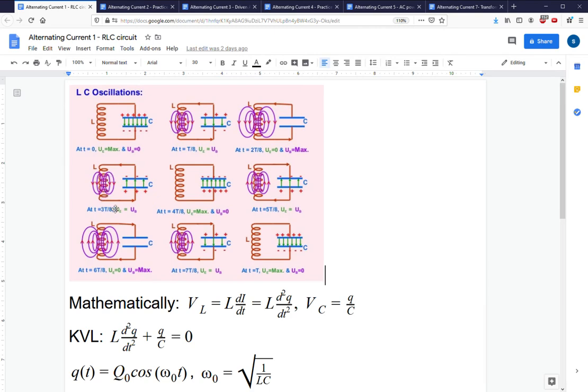Kirchhoff's current law says that it keeps going until it starts charging up the capacitor. Now notice it's charging the capacitor in the opposite direction that it was before. So now the capacitor is opposing this current. Whereas in these cases, the voltage across the capacitor would cause the current to increase, now it's causing the current to decrease, until finally the current has decreased down to zero, meaning this capacitor is now charged up again.